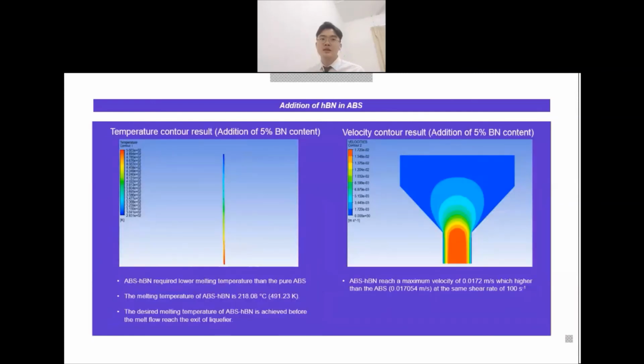As you can see in the temperature control results, the ABS-hBN required a lower melting temperature than the pure ABS. The melting temperature of ABS-hBN is around 218.808 degrees Celsius, which is 491.223 Kelvin. The desired melting temperature of ABS-hBN is achieved before the melt flow reaches the axis of the liquefier. Based on the velocity control results, the maximum velocity obtained in ABS-hBN is larger than in ABS. This is because under shear rates of hundreds, the viscosity of ABS is higher than ABS-hBN. Therefore, ABS-hBN has a higher flow velocity compared to ABS.